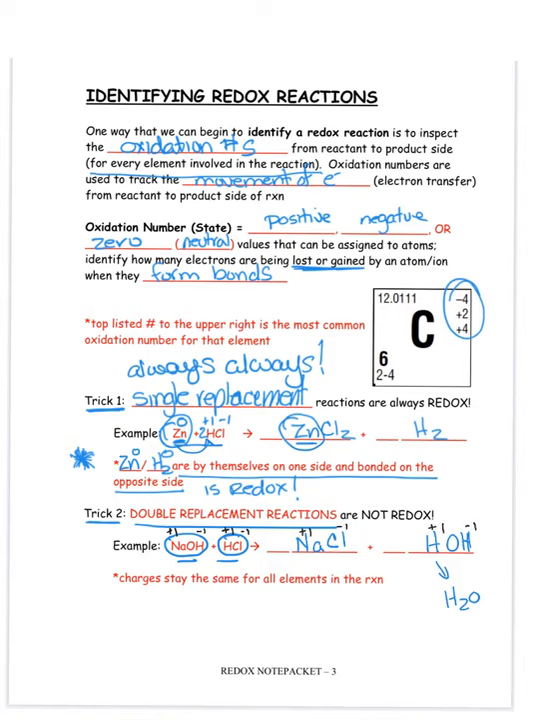You see how none of the oxidation numbers change? Na was +1 on that side, and Na is also +1 on this side. It didn't change. OH is -1 on that side, it is -1 on this side. H is +1, it is +1. Chlorine is -1, it is -1. Nothing changes in a double replacement reaction, so it is not redox.